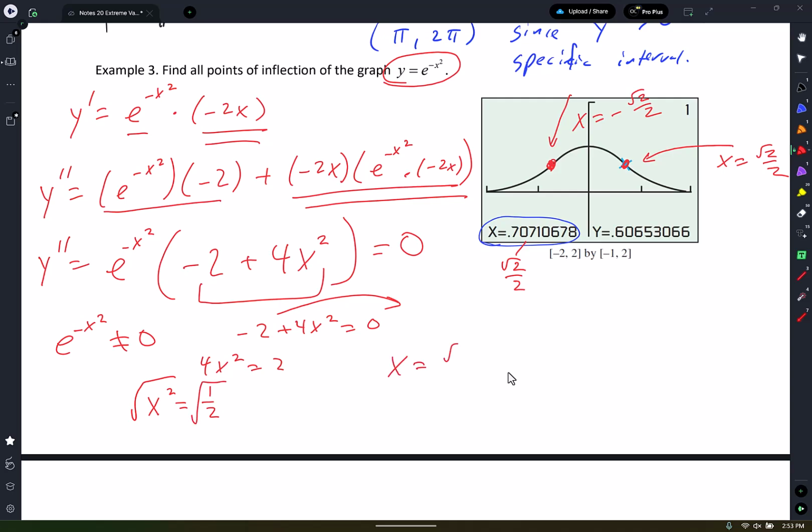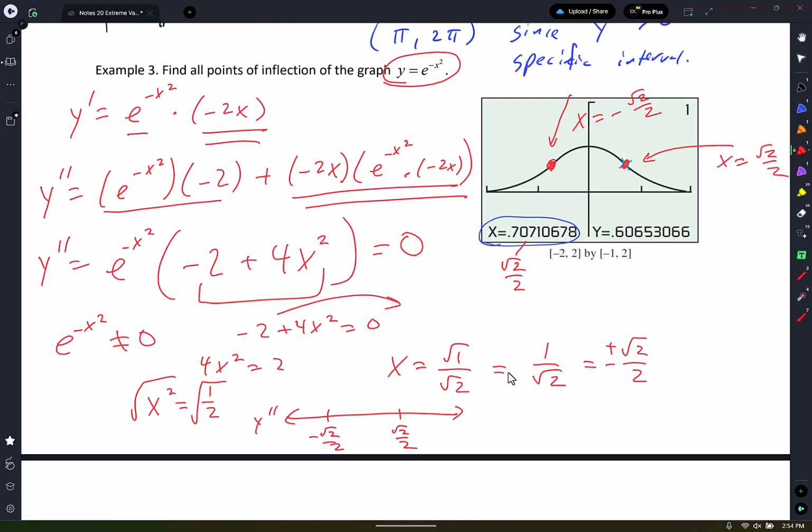Square root. x equals the square root of 1 over the square root of 2. So that is 1 over the square root of 2. Rationalize. Square root of 2 over 2, plus or minus. If you do the railroad tracks, they don't give me a domain, so I'm just going to write negative square root of 2 over 2, square root of 2 over 2.